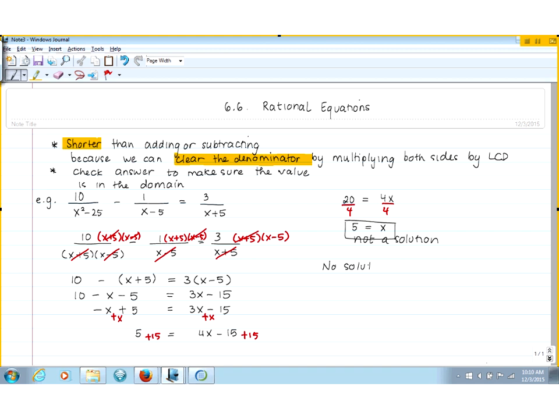So what is your solution? There's no solution. Oh, what a waste, isn't it? You do all this work and there's no solution. But it happens sometimes. So this is one of them. As you could see, we cancel the denominator. So starting from here, there's no more denominator. That's why this is shorter than adding or subtracting.